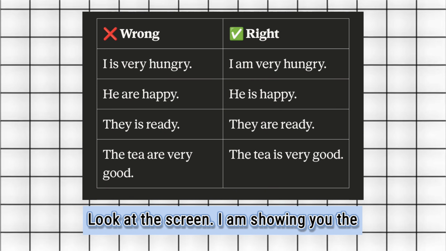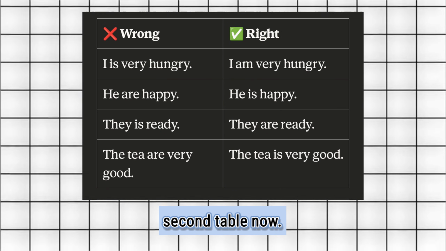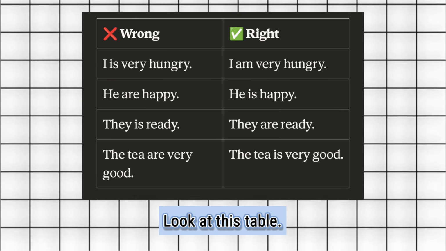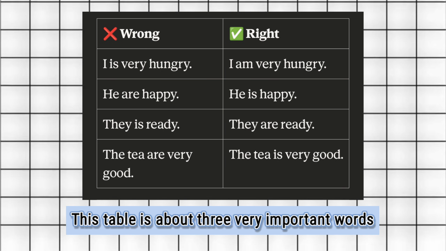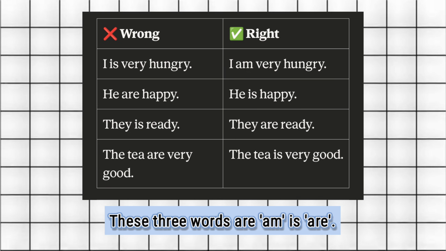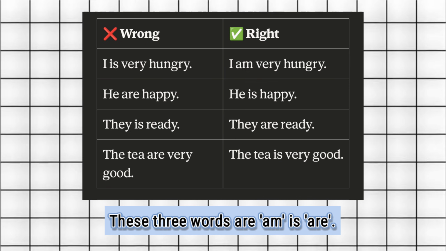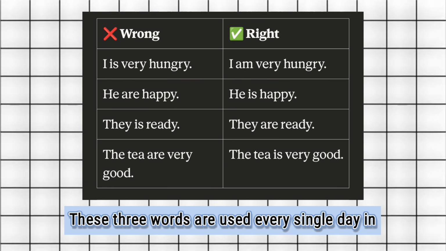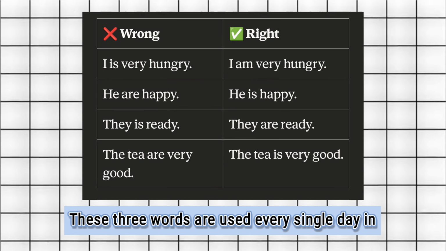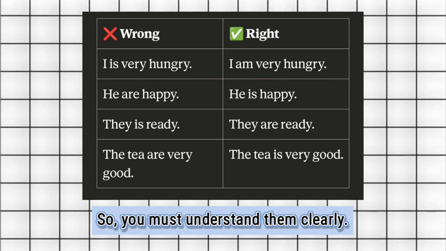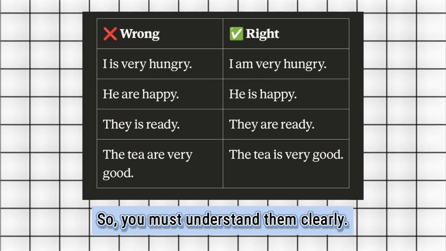Now let us stop again. Look at the screen. I am showing you the second table now. Look at this table. This table is about three very important words in English. These three words are am, is, are. These three words are used every single day in English, so you must understand them clearly.